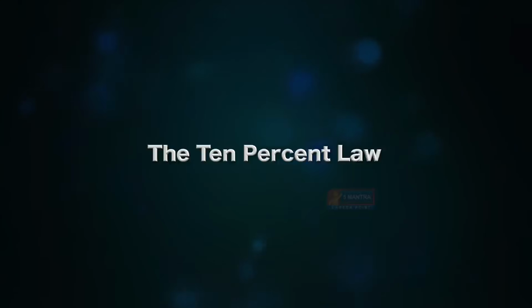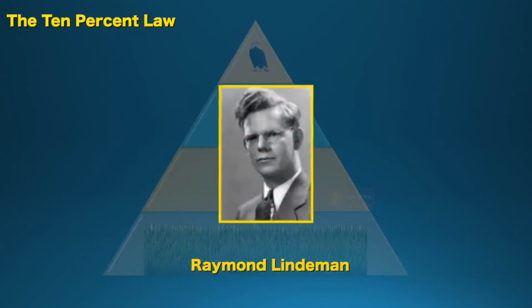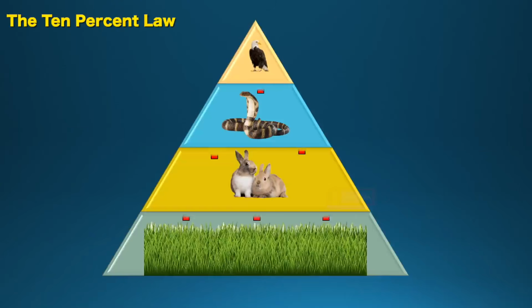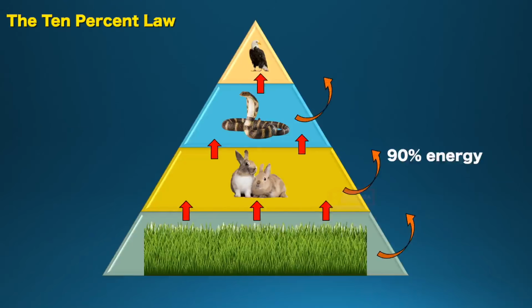The 10% law. The 10% law was proposed by Raymond Lindeman in 1942. It states that only 10% of total energy is transferred during the energy flow from one trophic level to another. That is, during transfer of energy from one trophic level to the next level, only 10% of energy is stored as organic matter, and the remaining 90% of energy is lost as heat during respiration, as waste products, and as uneaten parts.